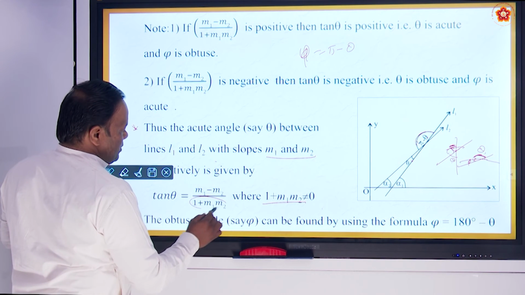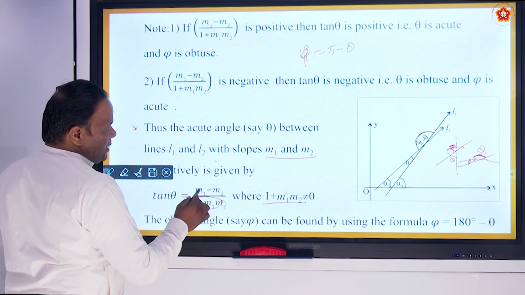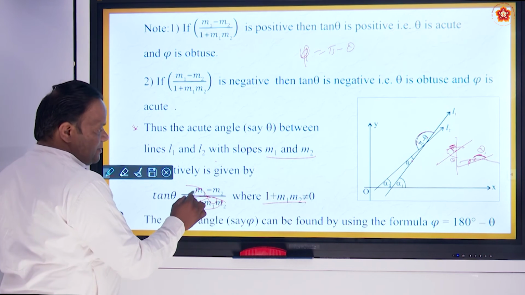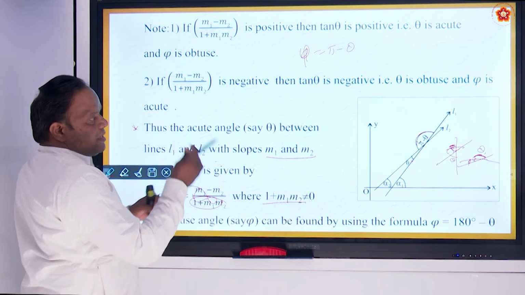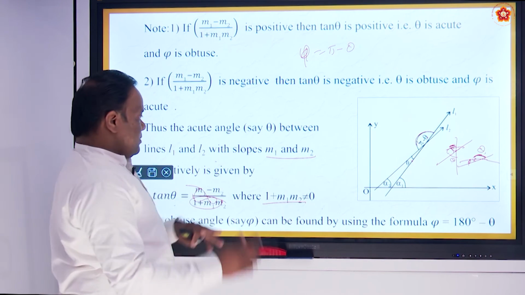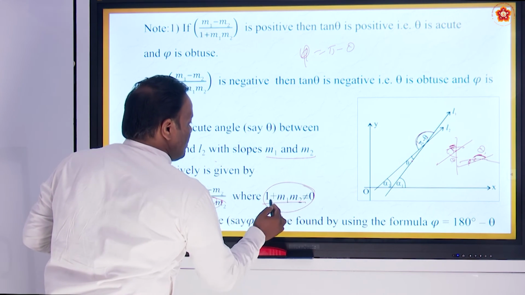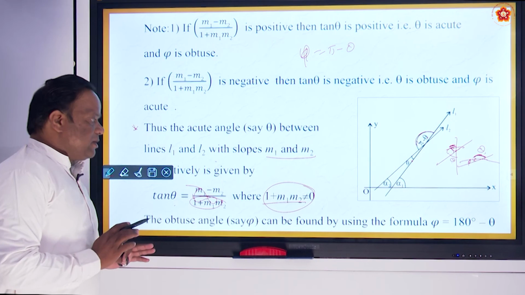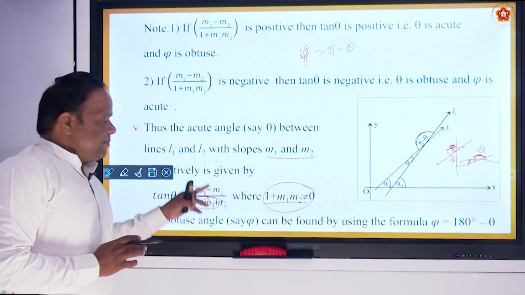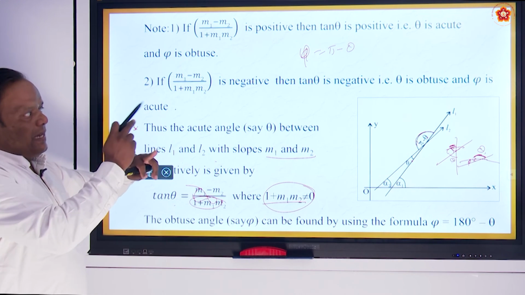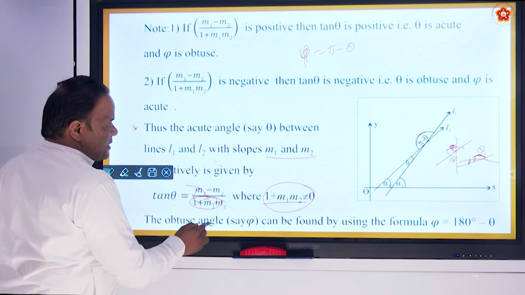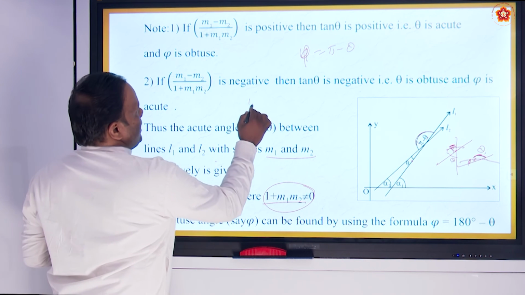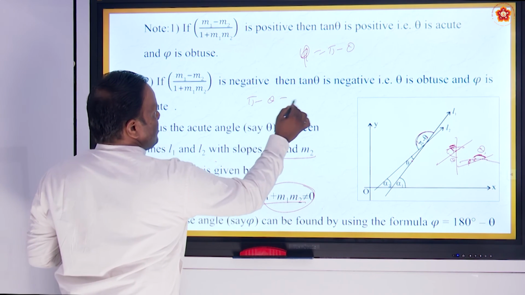Suppose you take this equal to 0, what happens? Any number divided by 0 becomes infinity. If this becomes infinity, then tan theta is infinite, theta equals 90 degrees, meaning the two lines become perpendicular. You have to remember this condition, 1 plus m1 m2 is not equal to 0. If you take this as 0, the lines L1 and L2 become perpendicular to each other. Then the obtuse angle phi or pi minus theta, both are the same, otherwise phi.